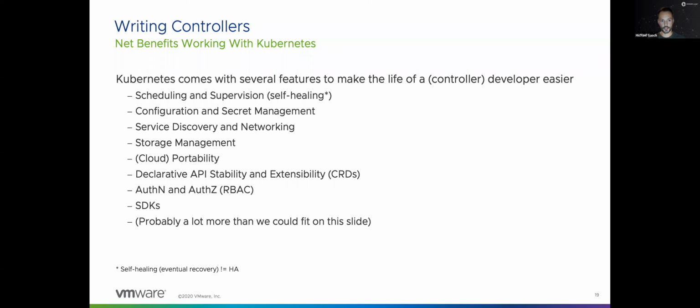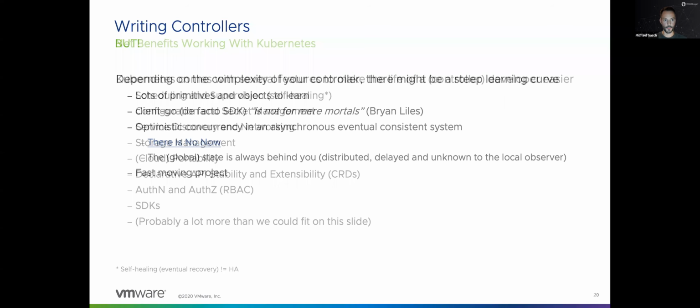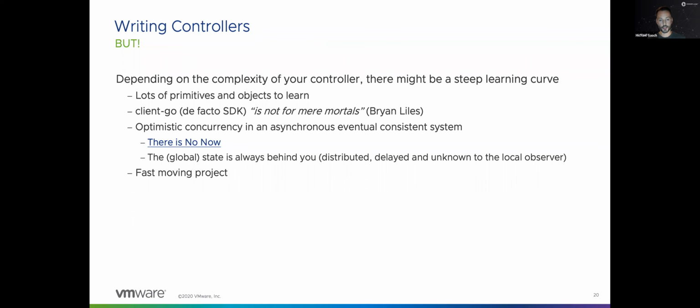You get configuration and secret management. If you need to inject some data into your controller, you get service discovery, networking, everything is set up for you. So this is pretty rich, and it covers a lot of the boilerplate that you would otherwise have to care about when writing this automation logic for your specific type and object. But having said that, depending on the complexity of your controller, there might be a steep learning curve involved here.